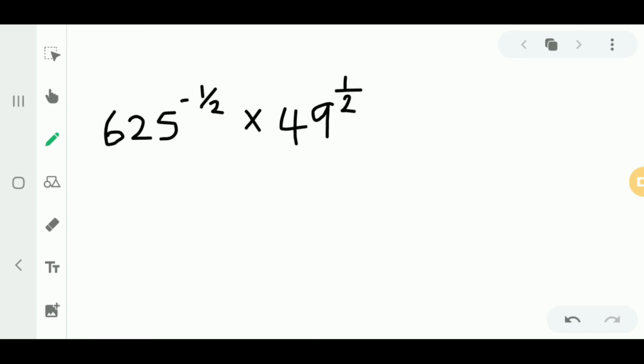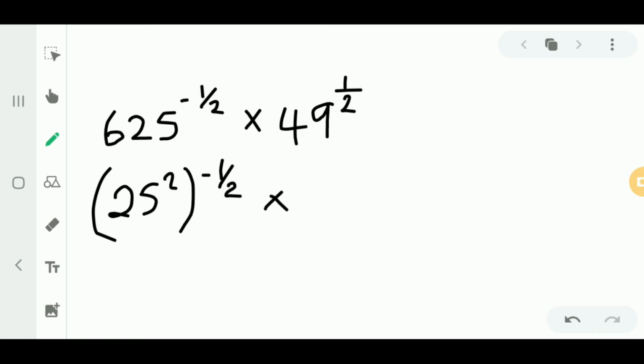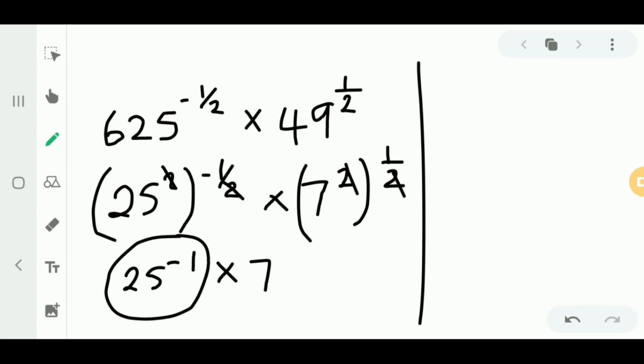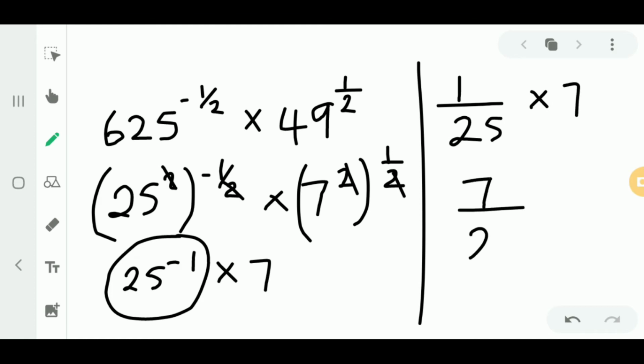Okay, so let's say we have this question here. What raised to the second power gives you 625? You'd think and you'd get 25. So 25 squared, and then you have negative a half on the outside, times, we look to the denominator of the power, we see that it is a 2. What raised to the 2 power gives you 49? So it's 7 squared, and you have the half outside. Again, the 2's would cancel, so you'd have 25 to the minus 1 times 7. To get the 25 to the minus 1 as a positive, we say 1 over 25 times 7, which is saying 7 over 25.